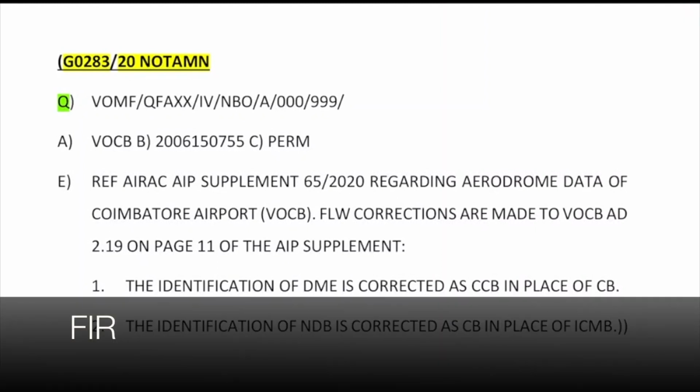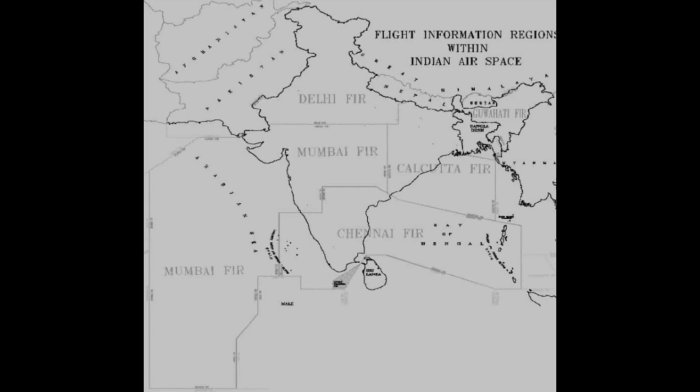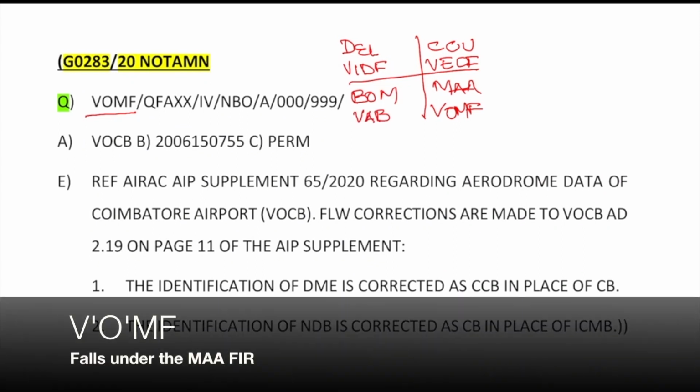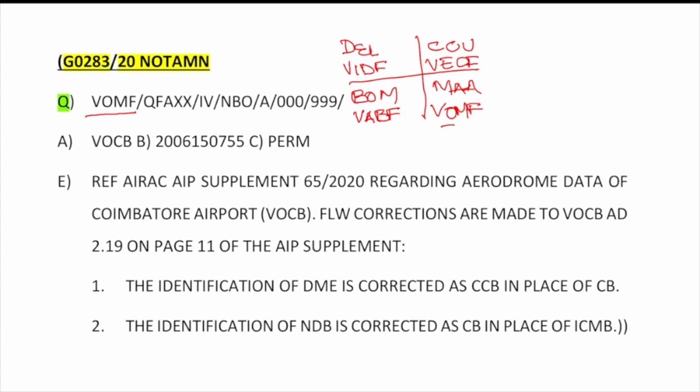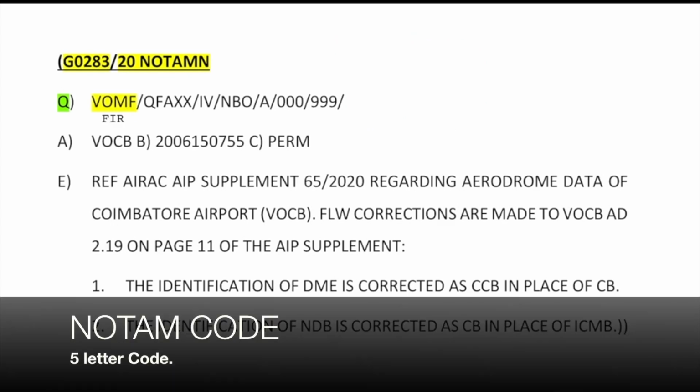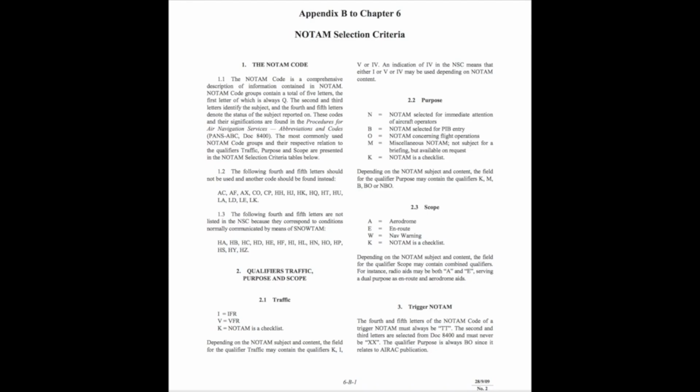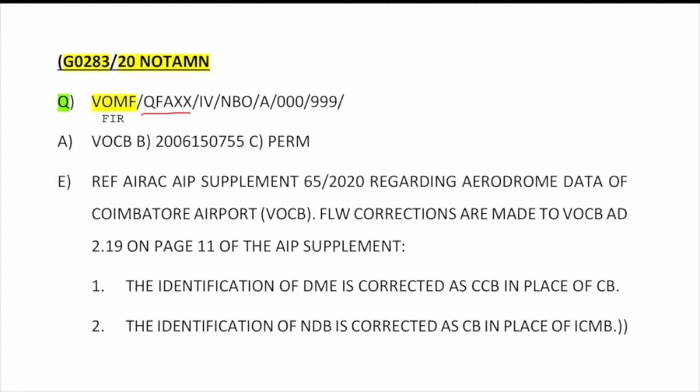The first field represents the FIR. In India, there are 4 FIRs: Delhi, Kolkata, Chennai and Mumbai. Victor Oscar Mike Foxtrot falls under the Chennai FIR because of the letter O. Moving on to the next field. This entire part is called the NOTAM code, and it's a 5-letter code which can be found in Doc 8126, Appendix B to Chapter 6. Link of Doc 8126 is in the description.